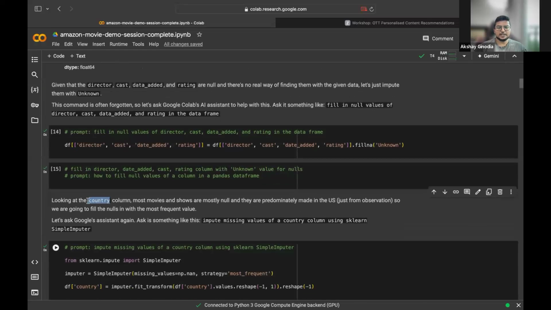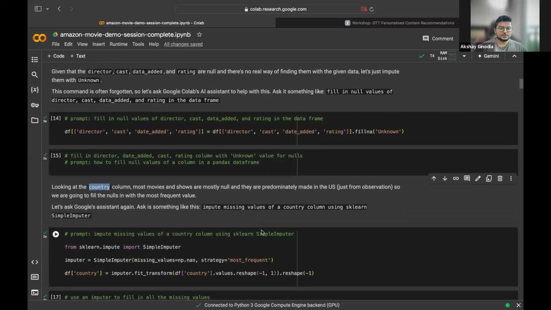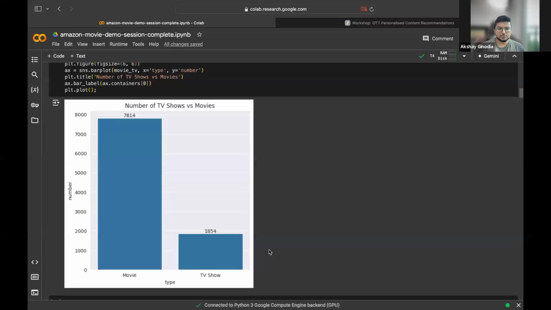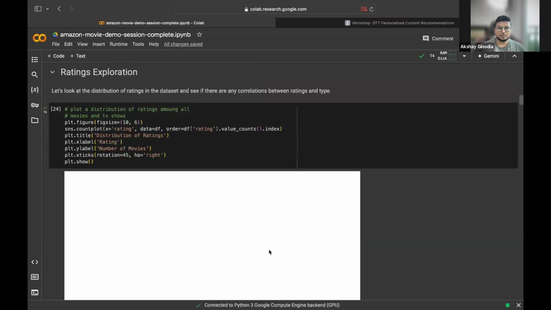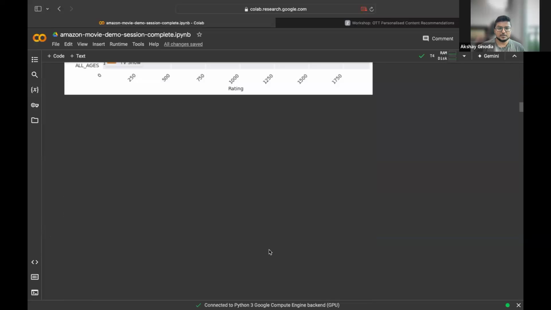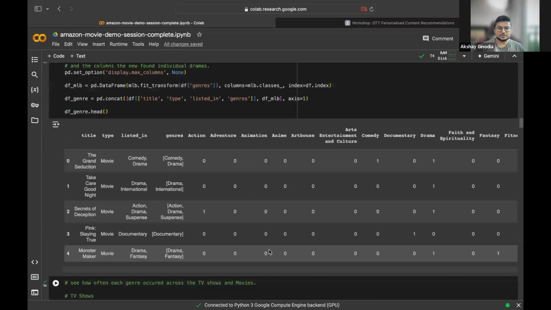For the country one, we can do an interesting thing, right? So we're going to see in exploration later, but I'm telling you beforehand, most of the movies you're going to see, let me see if I can show you that plot, but most of the movies are coming from one single country. Hang on. If I show you that plot, it will make more sense.